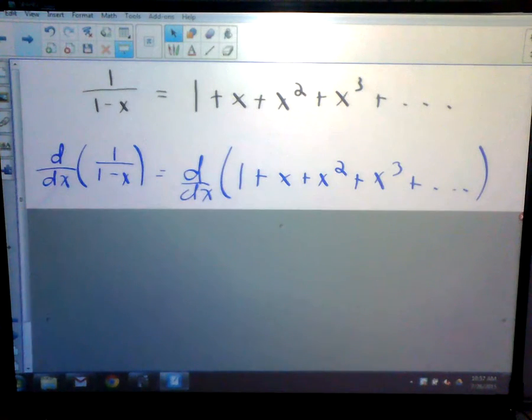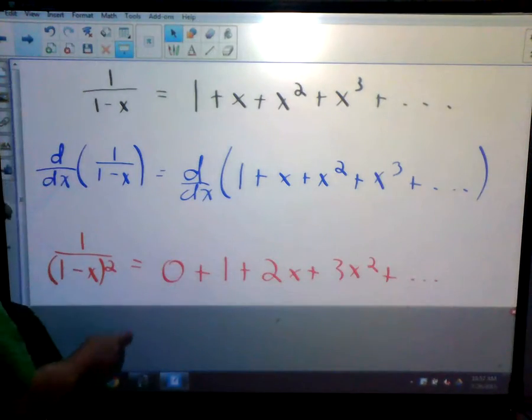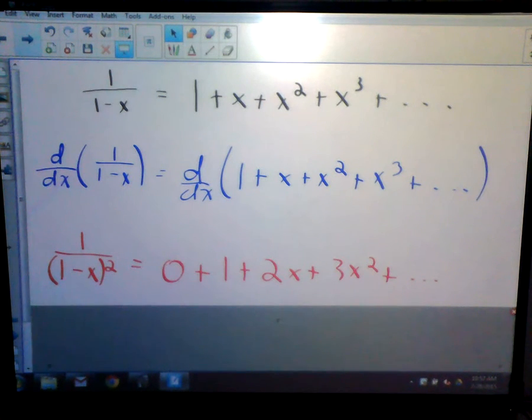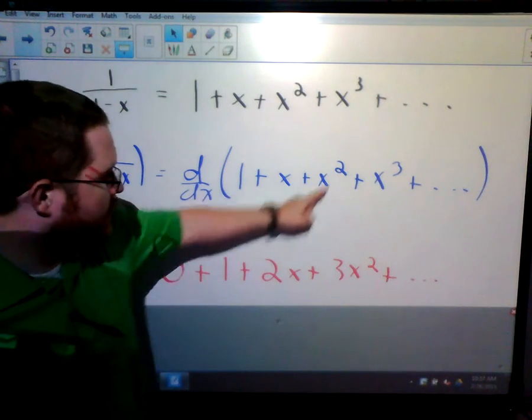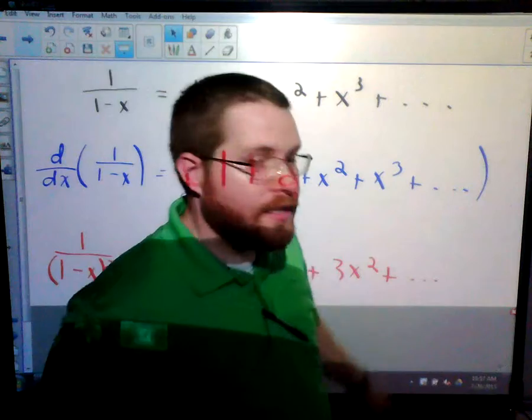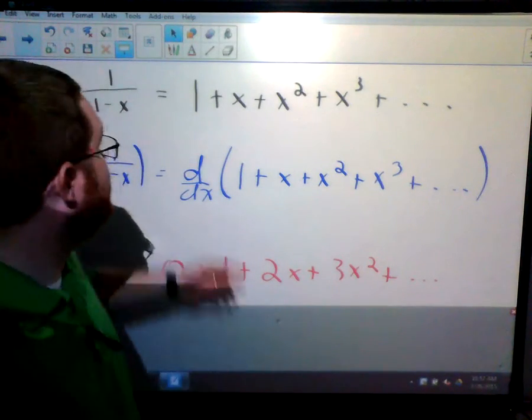I'm going to take the derivative of both sides. I can take the derivative of the left side as long as I take the derivative of the right side. The derivative of the left side is 1 over 1 minus x, quantity squared. It's what we want. So now let's take the derivative of the right side. 0, 1, 2x, 3x squared, and keep going. So I took a derivative of both sides. That's legal.